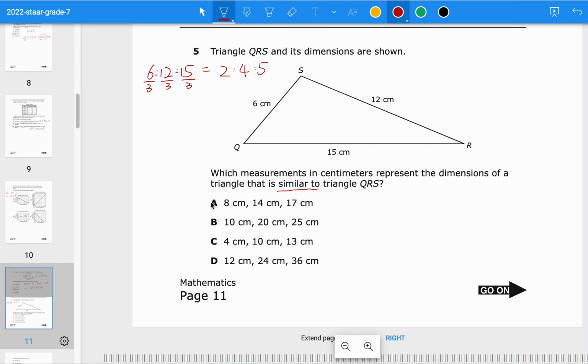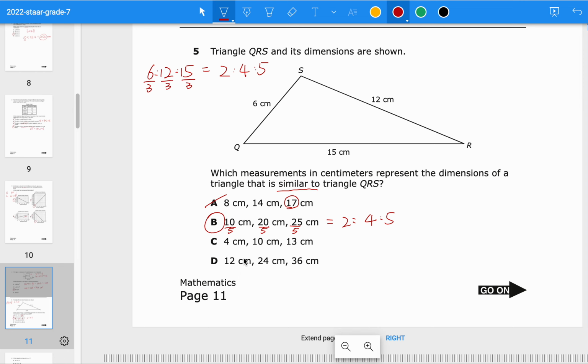Now we need to find which of the triangles A, B, C, D can also have this three-side ratio. A: 8, 14, 17. We see 17 is a pretty odd number here, so we can't simplify it. So A is out. B: 10, 20, and 25. We can see the common factor here is 5, right? So if each side is divided by 5, what do we have here? We got 2 to 4 to 5, which is the same as triangle QRS. So B is a correct answer.